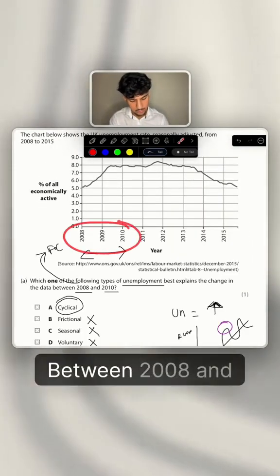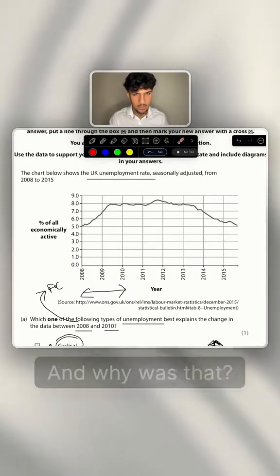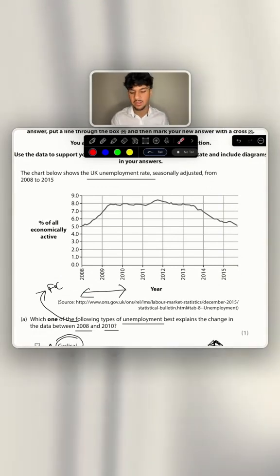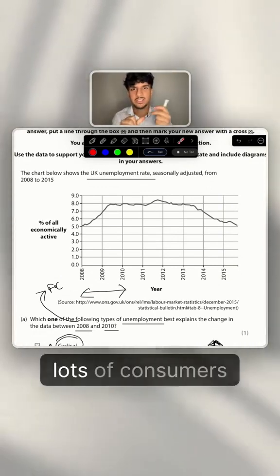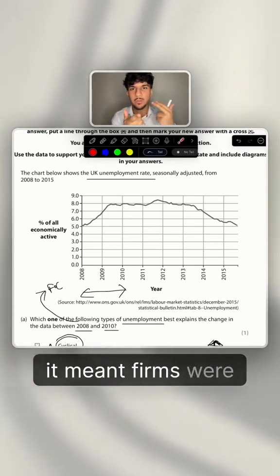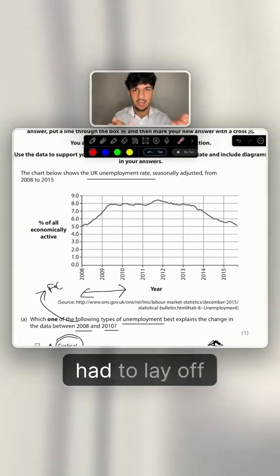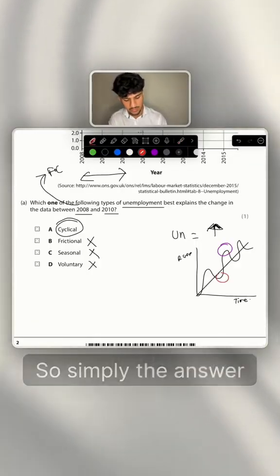And that is, of course, demonstrated here between 2008 and 2010. The levels of unemployment went up. And why was that? Financial crisis hit. Firms didn't have enough money. There were no sales for firms because consumer spending dropped, since lots of consumers lost money. And when lots of consumers lost money, it meant firms were making no sales, therefore no revenue, therefore no profits, meaning they had to lay off workers, leading to higher rates of unemployment. So simply, the answer here would be cyclical unemployment.